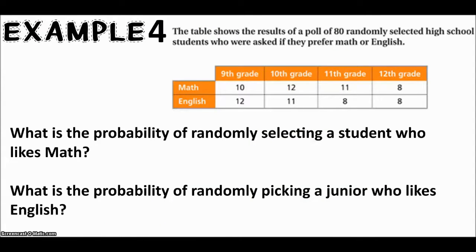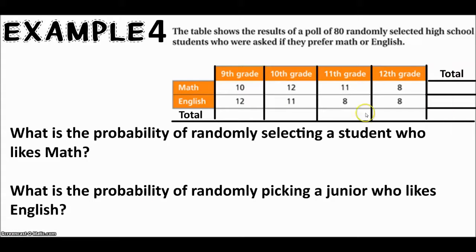All right, so let's take an example here. 80 students were randomly polled, and they want to know if they prefer math or English. Now here's what I would do. Before I get too far, I would create my total rows. I'm going to do that right now. All right, so I've created my total rows and total columns.